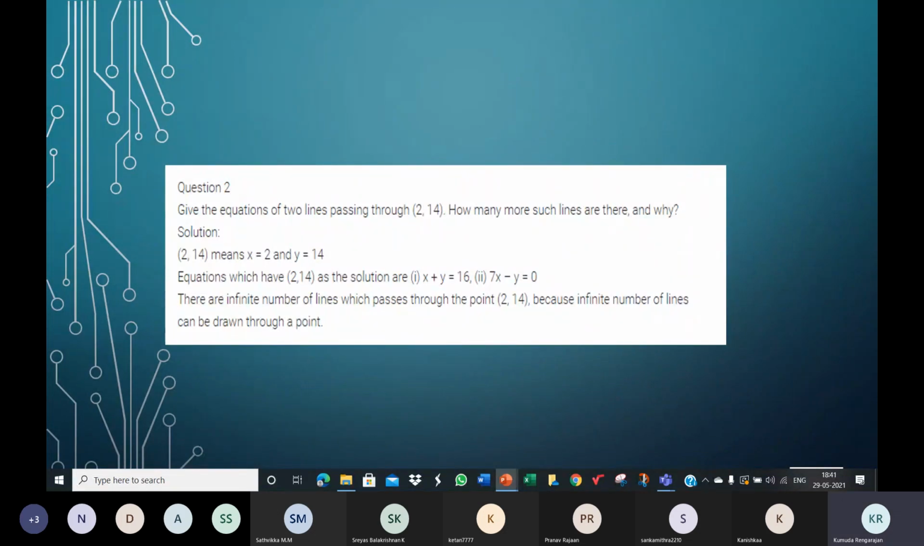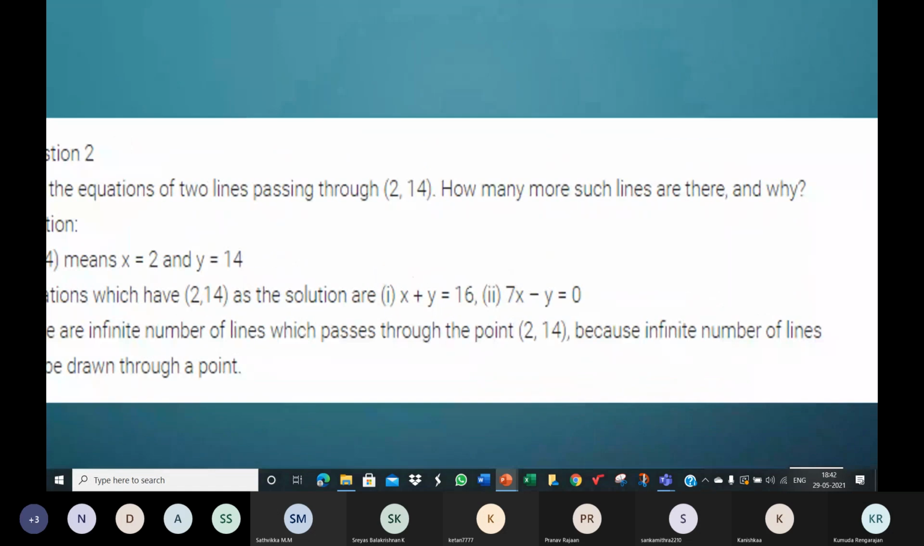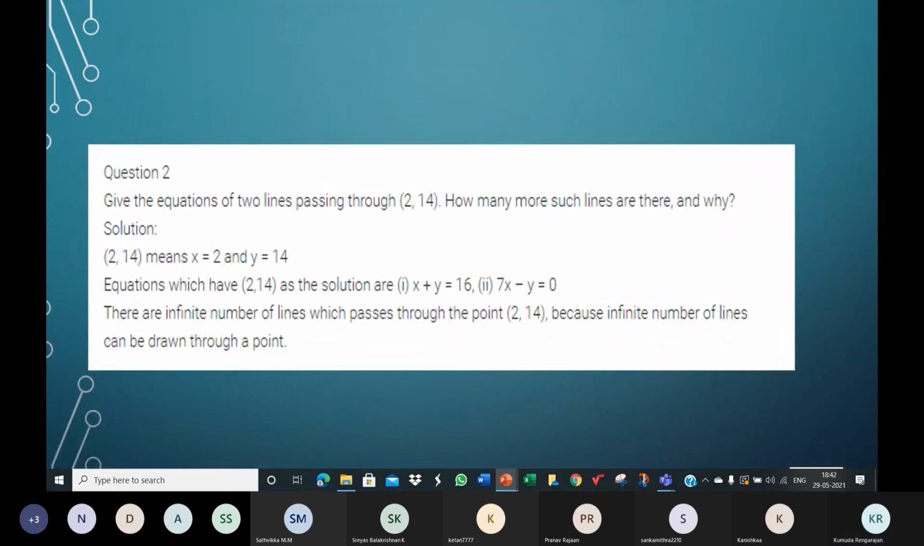Yeah, read this question, children. Give the equations of two lines passing through 2, 14. 2, 14 is the address of a point in the Cartesian plane. Oh, there are so many lines. It's a point. There are so many lines passing through this point. And there are so many lines that can pass through this point 2, 14.